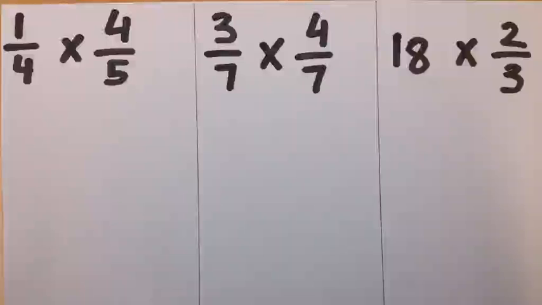There are three types of multiplication of fractions here. Let's look at the first one. Your first step is to cancel, which means to simplify the numbers to make them into smaller numbers.